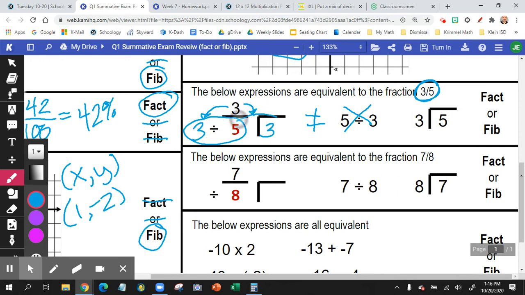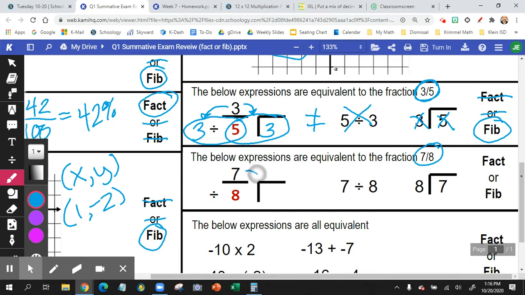Now let's check the other one. 3 should be inside, 5 should be outside. These are backwards. So these are not the same expressions. This is a fib.